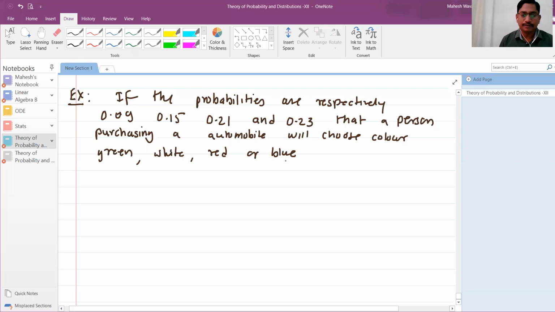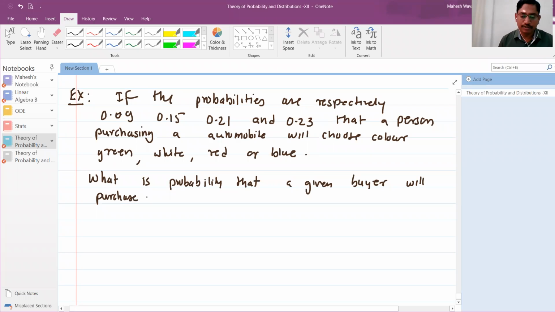So what is the probability that the given buyer, whoever the buyer will be, will purchase a new automobile that comes in any one of those colors?